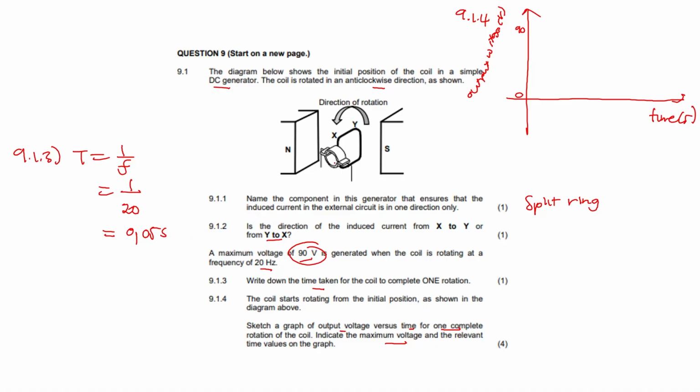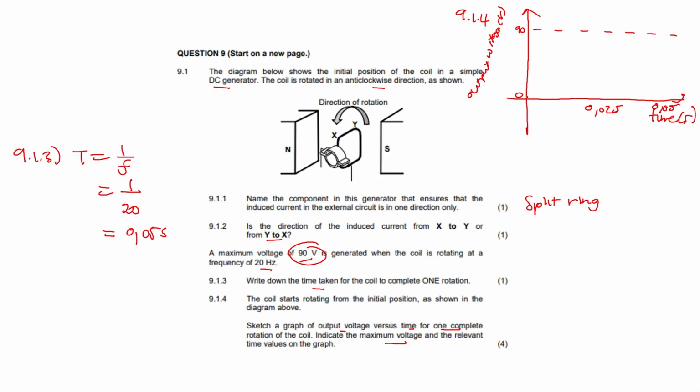Then I have 0.05 seconds right there, so that's going to be the end time, because remember we were asked to write down the time taken for a complete rotation, and we said it takes 0.05 seconds. So 0.05 seconds would be the end time there. And then half of that would be 0.025 seconds. Okay, so I'll just draw my dash to know where I have to stop.